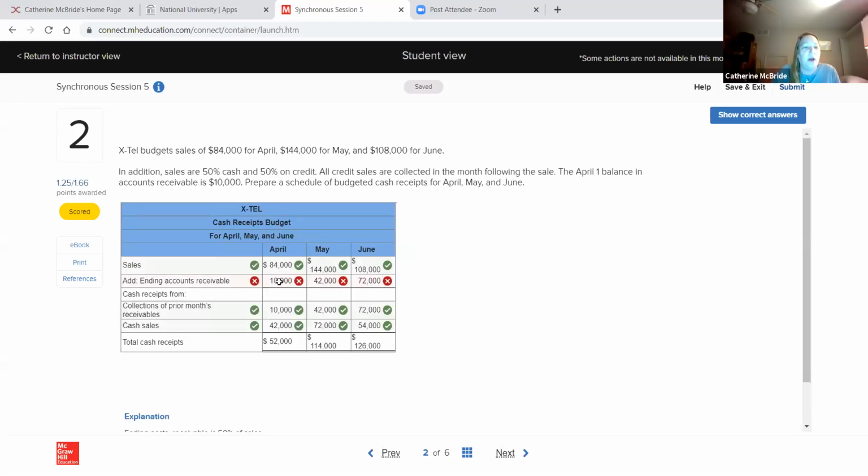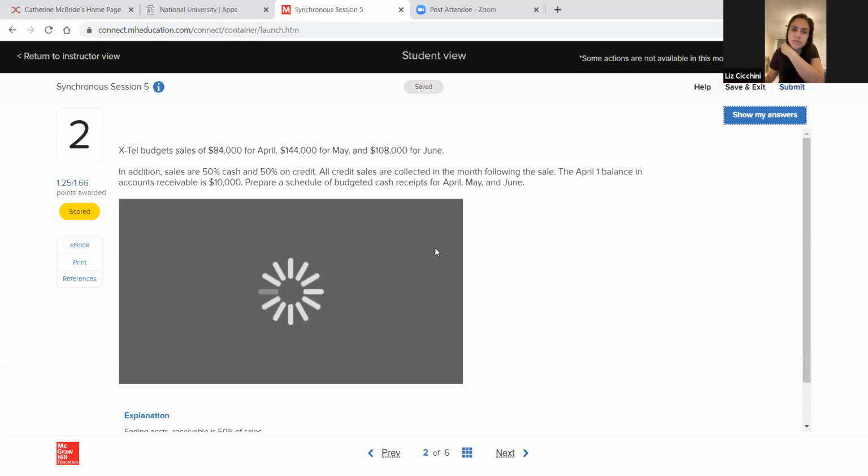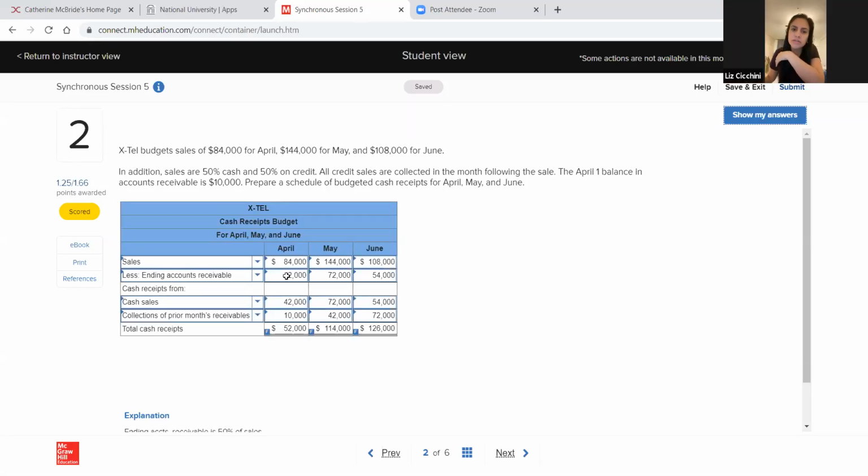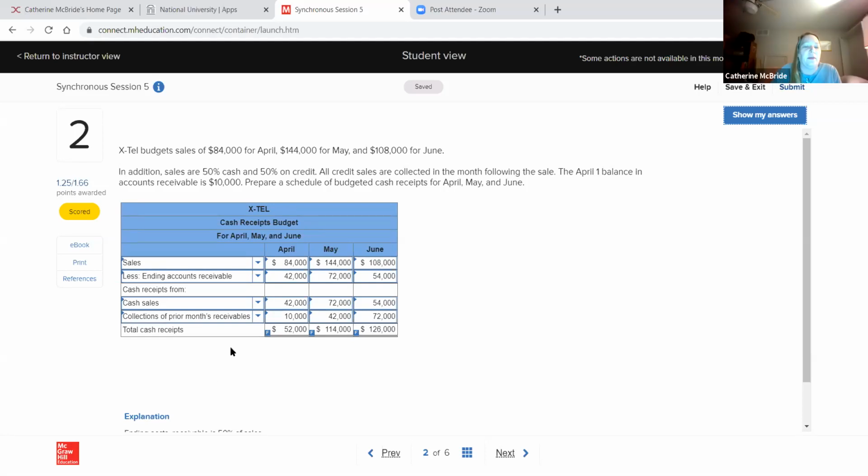Wait, what did I do? Oh, see, less ending accounts receivable. How do they want to do it? It was not supposed to be the 50% on credit. Oh, they reversed it. Sales less ending accounts receivable. Cash sales is 42,000. Collection of prior month sales is 10,000.